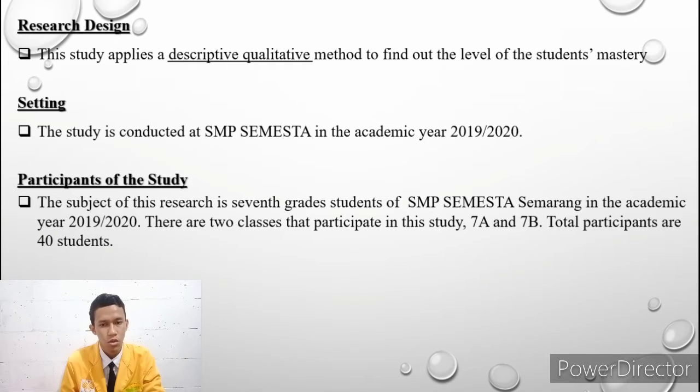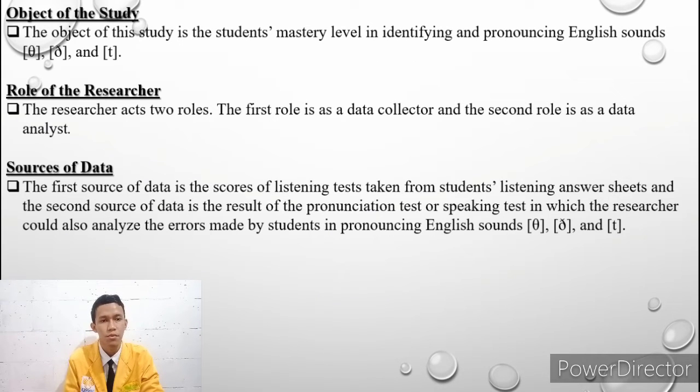The study is conducted at SMP Semesta, and the subject of the research is 7th grade students of SMP Semesta Semarang in the academic year 2019-2020. There are two classes that participate in the study, 7A and 7B, and the total of participants is 40 students. Most of them have already learned English since elementary school. The object of this study is the student mastery level in identifying and pronouncing the English sounds th, th, and th. And then the researcher acts in two roles, as a data collector and as a data analyst.